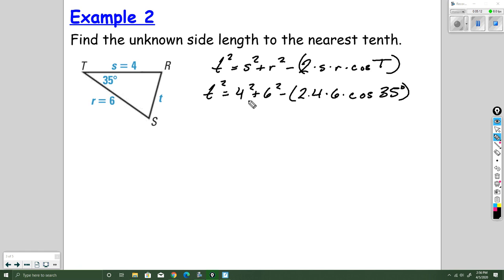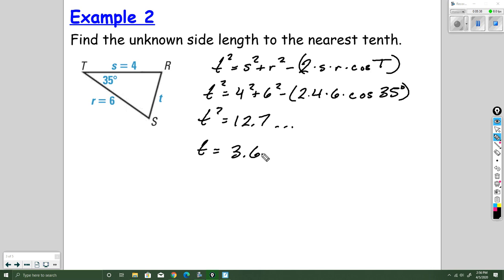All right, so we have 4 squared plus 6 squared minus the quantity, this whole quantity, 2 times 4 times 6 times cosine of 35 degrees. All right, if we do that in our calculator, we get 12.7. Take the square root and round to the nearest tenth, and we get 3.6.